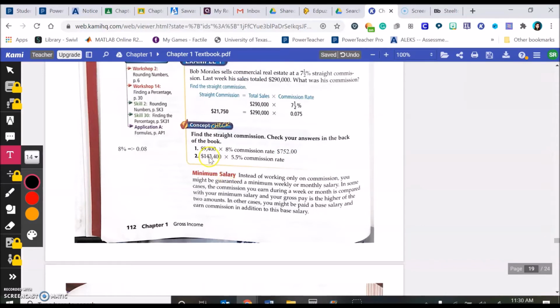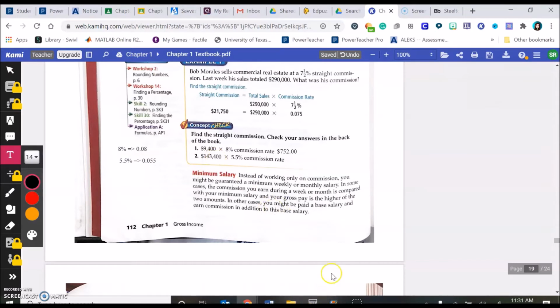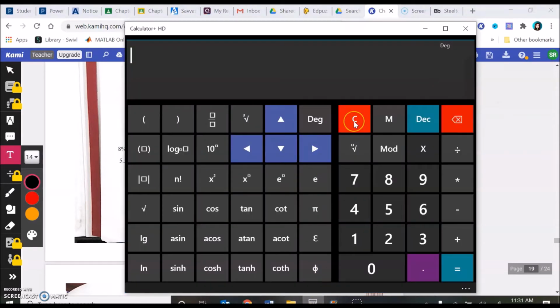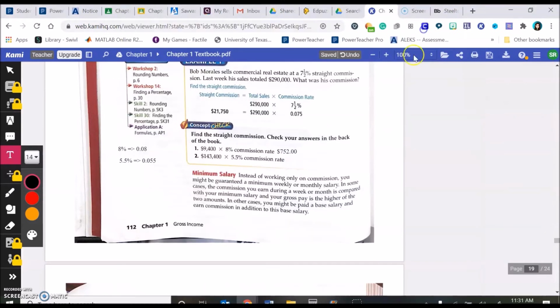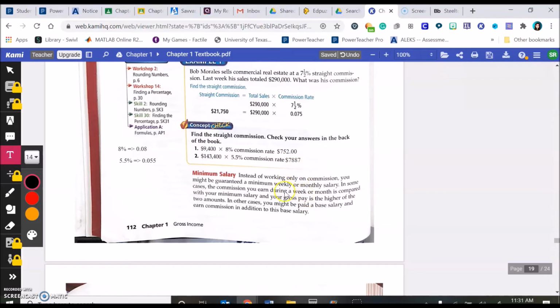The next one I have is 143,400 times a 5.5% commission rate. I want to change my percentage to a decimal, so I move my decimal 2 places to the left. That gives me 0.055. Then I multiply that times 143,400. That gives me 7,887, so that's my commission, 7,887.